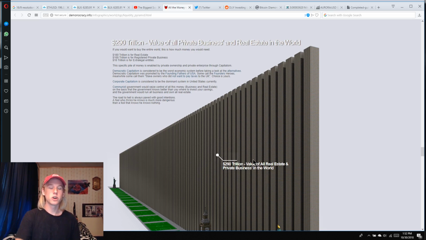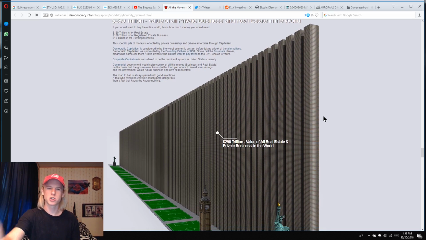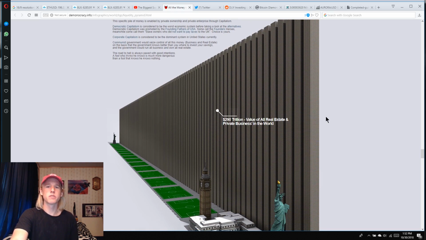So say there's $250 trillion worth of real estate. Say $50 trillion of that went into Bitcoin. That's hundreds of thousands of dollars' worth of Bitcoin right there. That would put Bitcoin worth probably at least $500,000, which is just astronomical. That's insane. Maybe even upwards of $1 million.